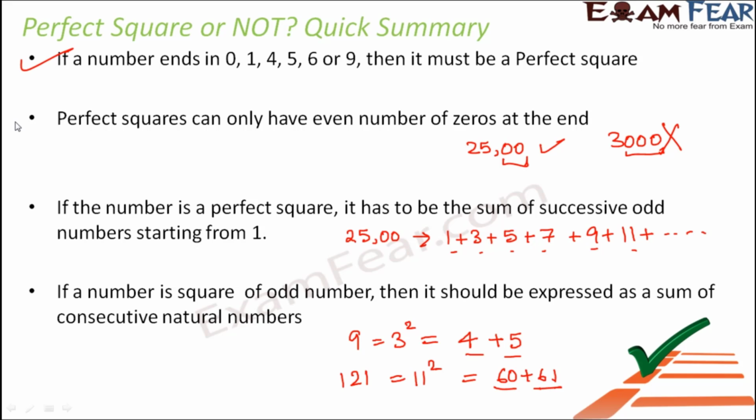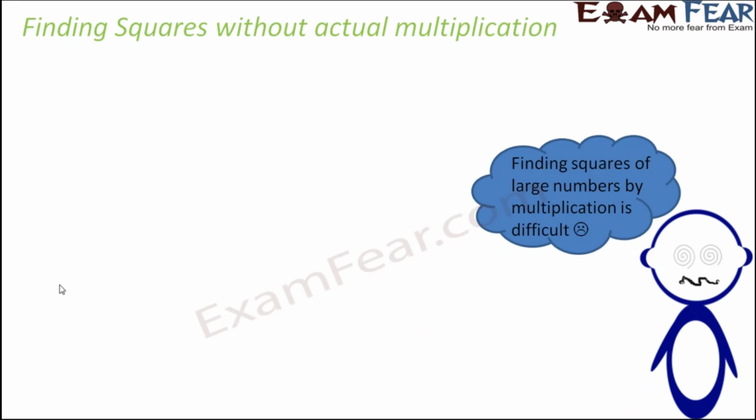So basically these are some of the basic properties of perfect squares, looking at which you can very easily identify whether a given number is a perfect square or not. Now, when we are talking so much about squares, you might be thinking that, okay, for smaller numbers it is fine. But for larger numbers, finding their squares by actual multiplication could be difficult. So how do we find squares of larger numbers?